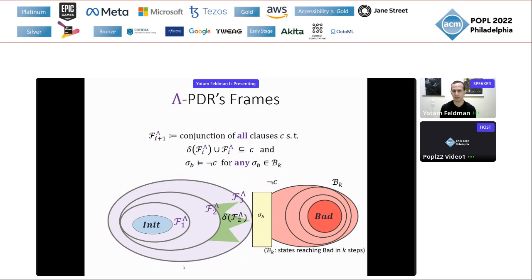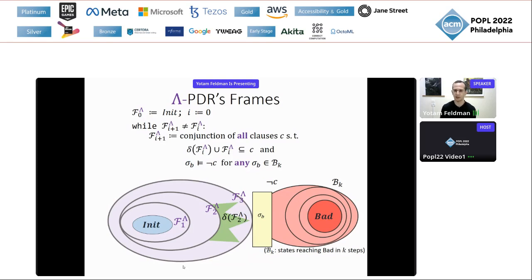So this gives us an algorithm where we can compute the frames iteratively, one by one, starting from the initial states, and taking the next frame to be the conjunction of all the clauses that contain the post image of the previous frame of lambda PDR and exclude some counterexample from B_k, and here k is a parameter.